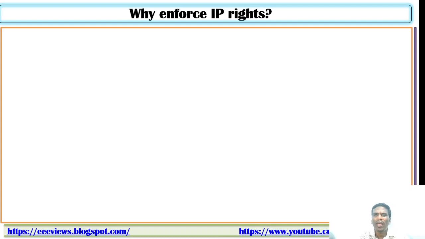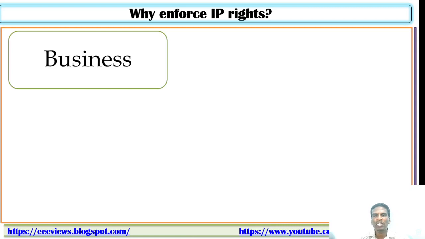Why do we need to enforce intellectual property rights? The main reason is that it gives benefits to the stakeholders. Intellectual property rights depend upon various stakeholders. The first one is the business. A business person is one of the stakeholders. So what benefit are they getting if there is a legal framework for enforcement? They will have fair competition.